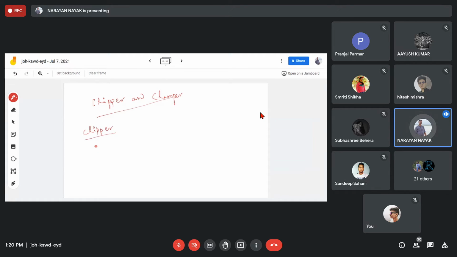Clipper means basically you are providing, let us say, an input voltage like this. You know this is a positive cycle, this is a negative, this is a positive, this is a negative. So if you are using a clipper circuit, what will happen? It clips. Clips means remove. It clips the input signals.